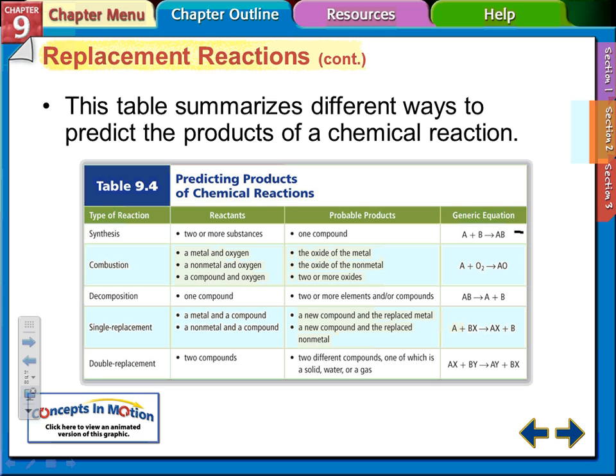Single replacement, one thing replaces another in the reaction. Double replacement, two things switch, right? And they always get a solid, water, or a gas after they switch.